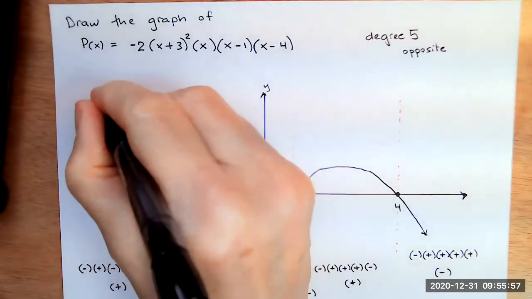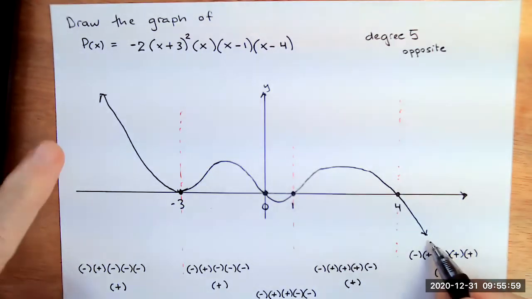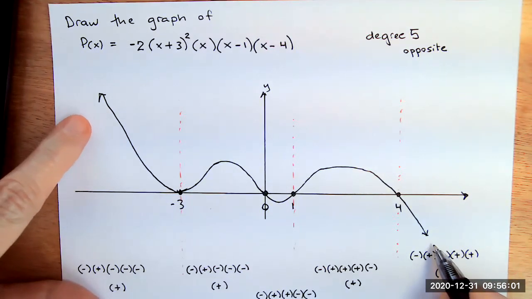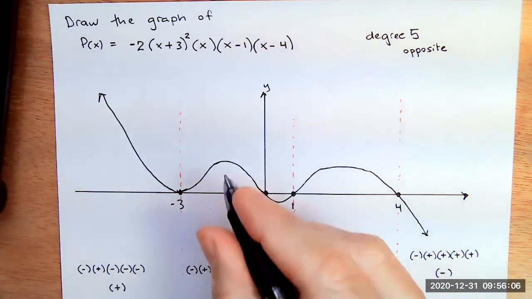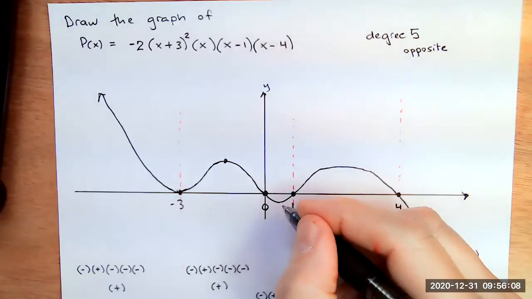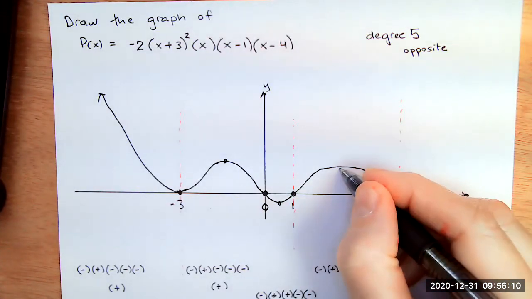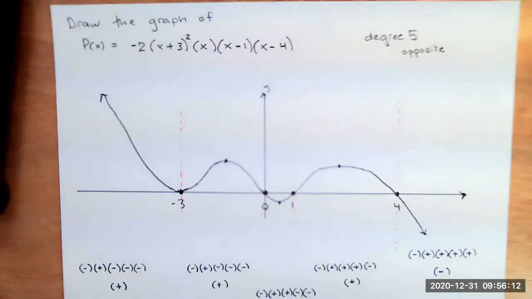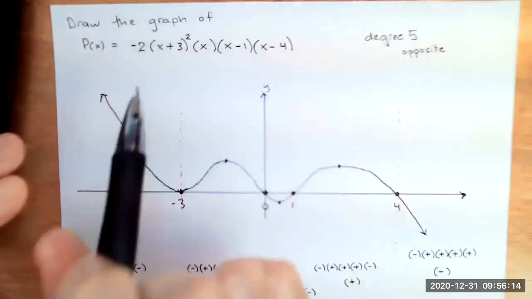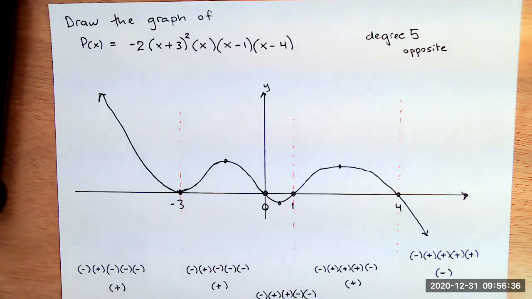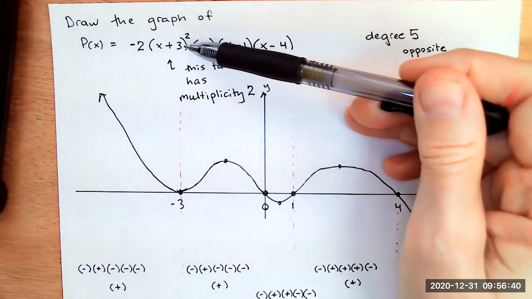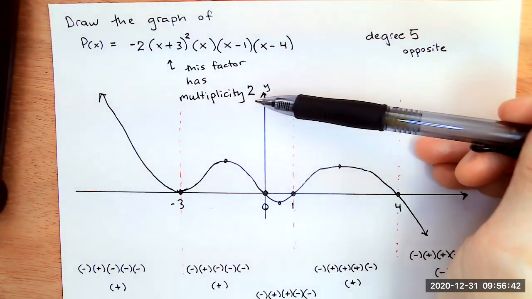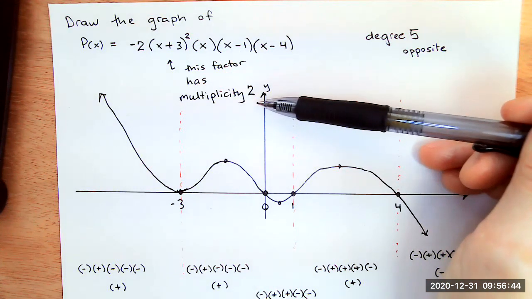So the ends go in opposite direction. So this function has no maximum and no minimum. It does have a local maximum, a local minimum, and a local maximum. If one of your factors is squared, it's said to have multiplicity 2.